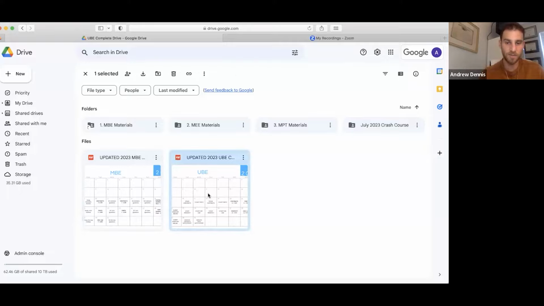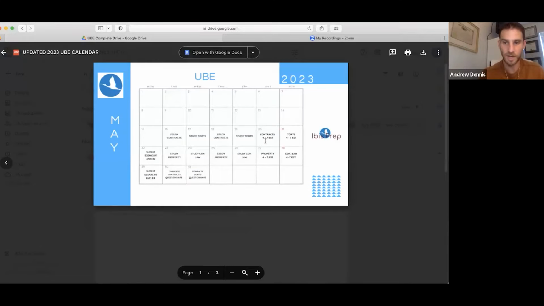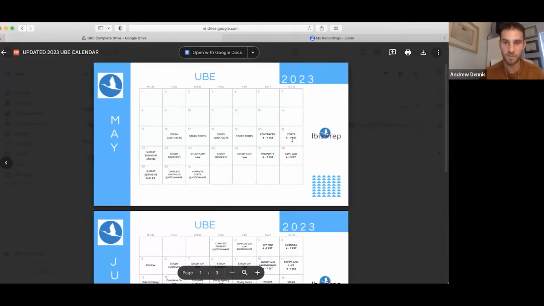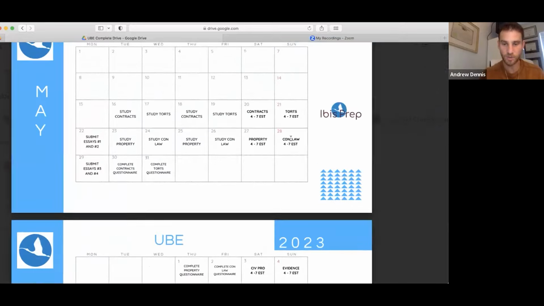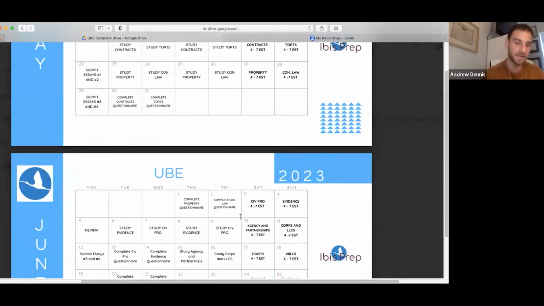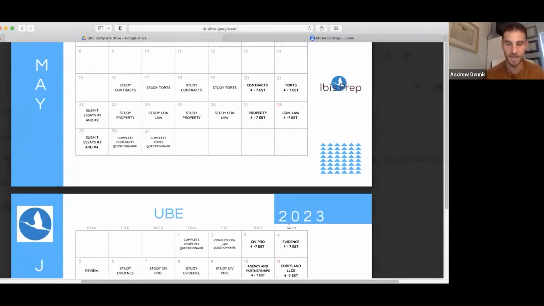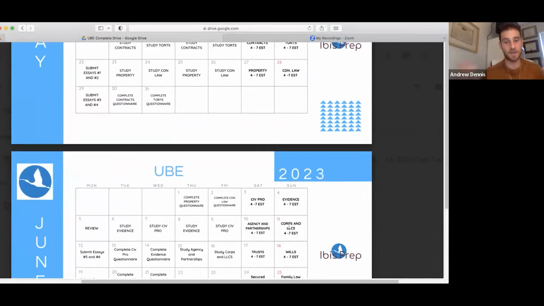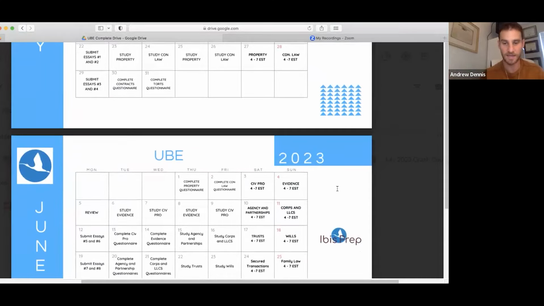If we look at the updated calendar, we started with contracts, then torts, then we did property and con law, then we did civ pro and evidence. Yesterday we did agency and partnerships, and today we're doing corporations and LLCs. And Ibis Prep, this company, is actually an LLC, so we can talk about that as an example.